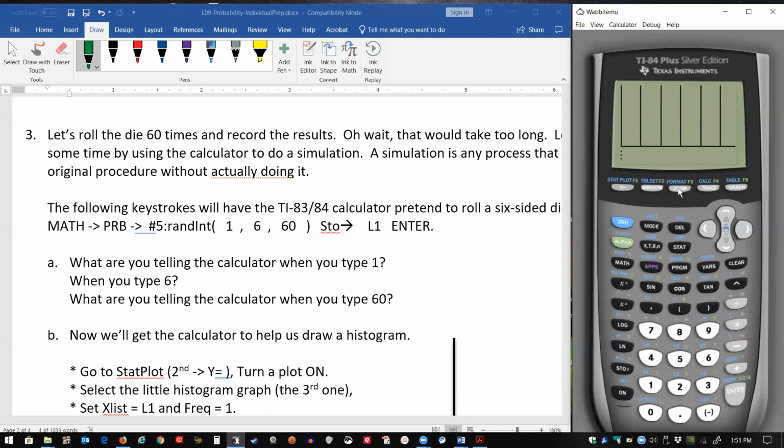Well, that's not fitting. So start with zoom stat again. It's going to make all the bars fit, but now, again, go back to window, change the X scale back to 1, class width of 1, and regraph it. Those bars are a lot closer, right? If I hit the trace button, I can see that these are happening pretty close to the same number of times. That's a much more level experiment, yeah?